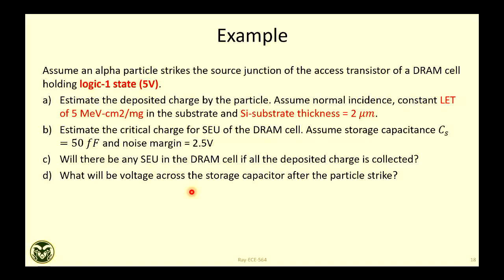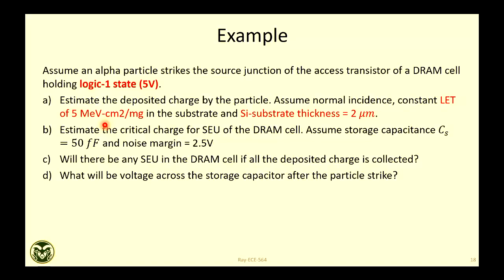Okay, so here we are assuming normal incidence. The first step is to estimate the deposited charge, right? The deposited charge depends on the thickness of the substrate. It's 2 micrometers thick, and LET is 5 MeV. So 5 MeV times 0.01 will give you picocoulomb per micron. So what is the deposited charge? You don't need a calculator, just multiply.